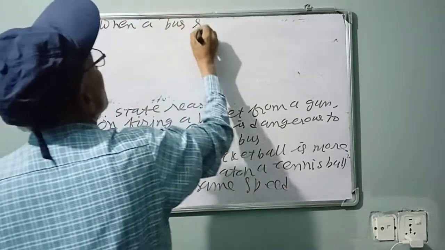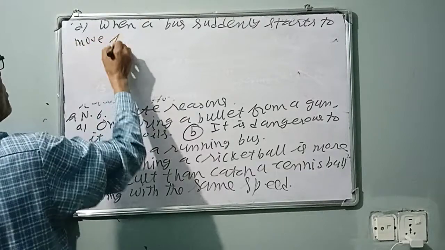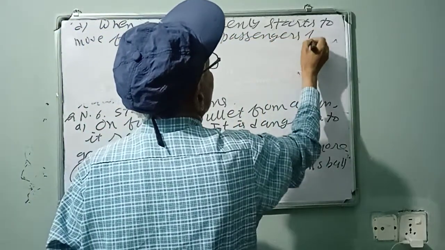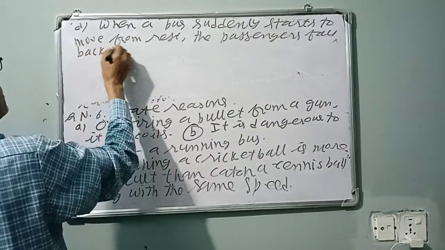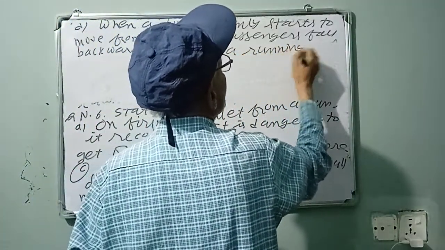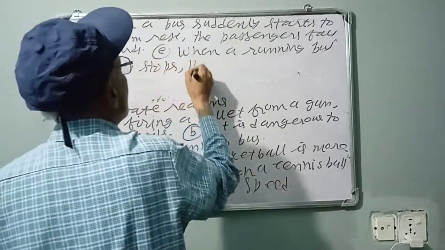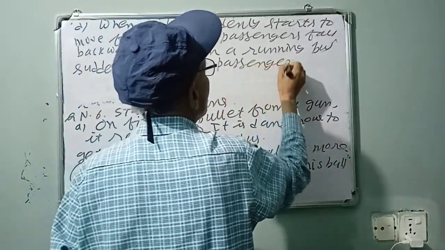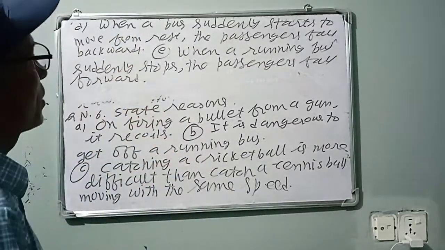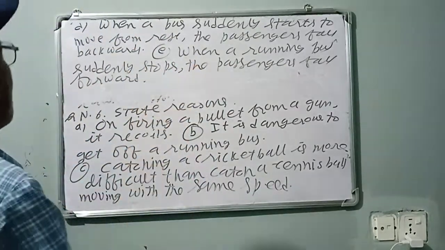When a bus suddenly starts to move from rest, the passengers fall backwards. Another, when a running bus suddenly stops, the passengers fall forward. Here, when a bus suddenly starts to move from rest, means rest to motion. This is the case of motion to rest.